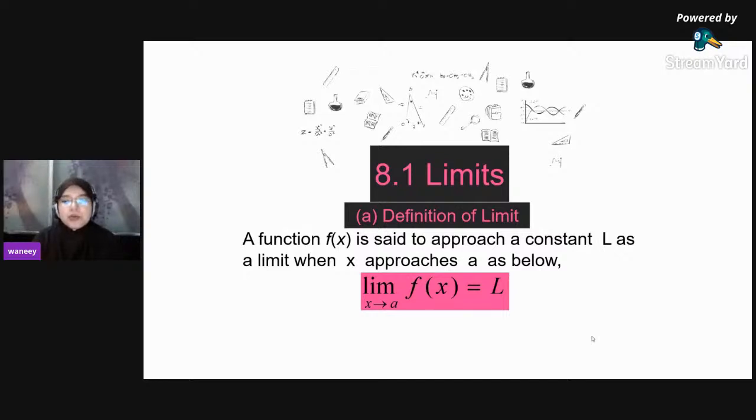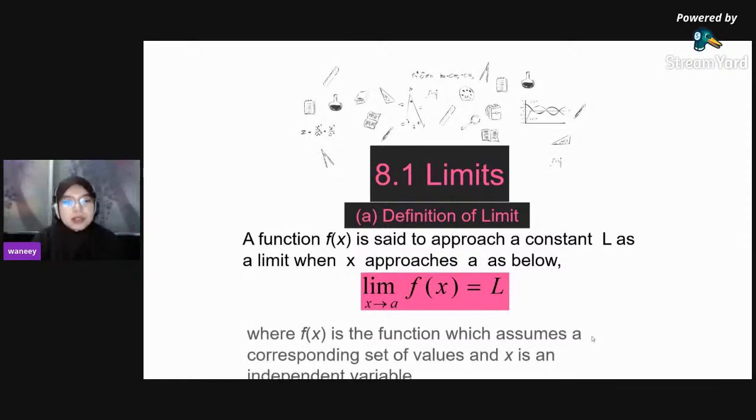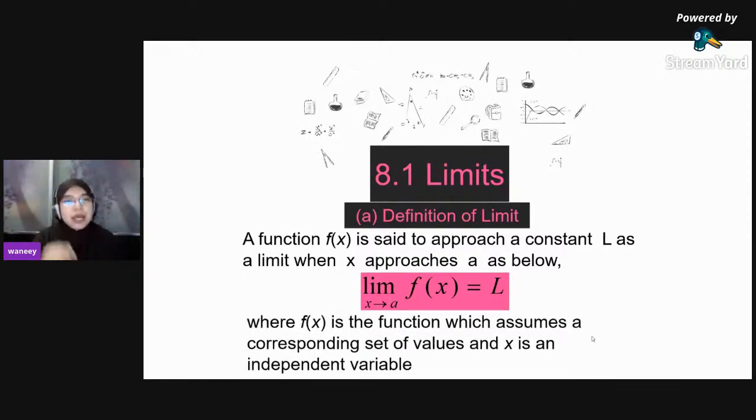So this is the way we write down our limit. Limit, x approaches a. Do make sure x approaches a is written below the limit, with the function on the right hand side equal to L, where f is the function which assumes a corresponding set of values and x is an independent variable.